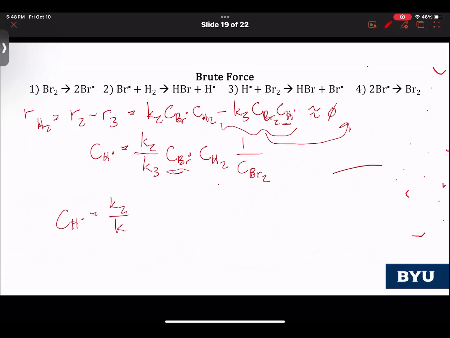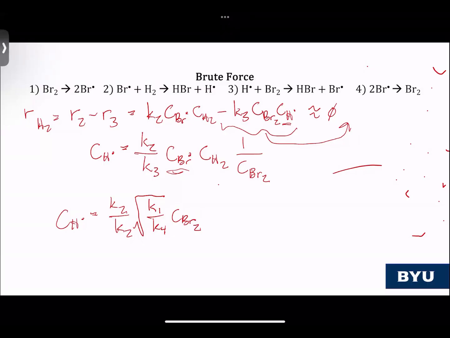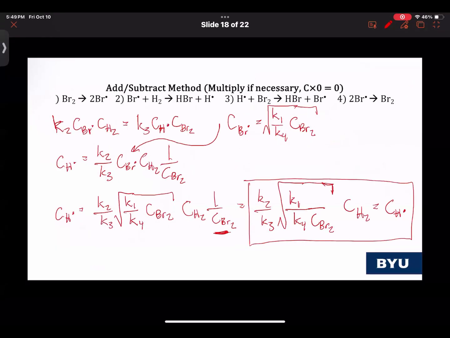So really the moral of the story is, if you can see a way to do the add and subtract method, try and do that first. You'll save yourself a lot of time and effort. So it's concentration of bromine. So now we have the concentration of hydrogen, 1 over the concentration of bromine, which again, we can simplify further to what we had back here.